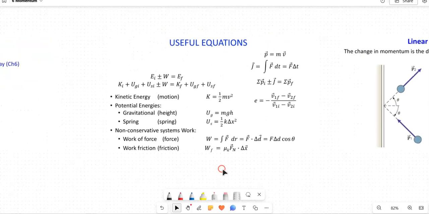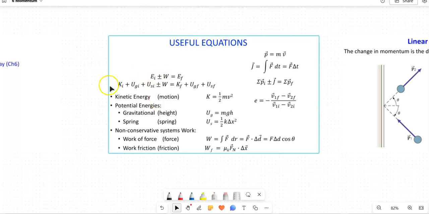Now, we had talked about how these are the useful equations for this section of energy and momentum, so please keep a hold on them. Again, here's the list of all the different types of energies. For momentum, you have the basic momentum equation, you have the definition of impulse, you have the change in momentum plus or minus impulse, and you have the coefficient of restitution equation. So all of these are going to be helpful for the energy and momentum part of our class.